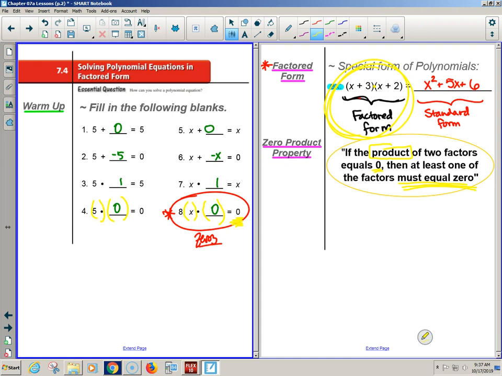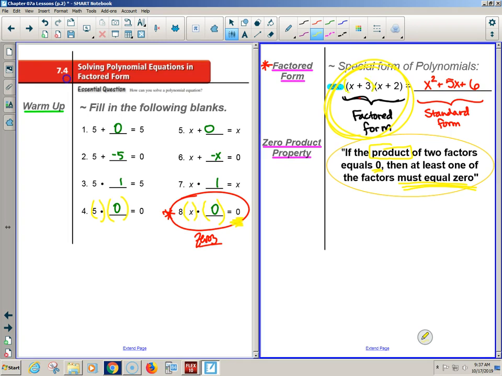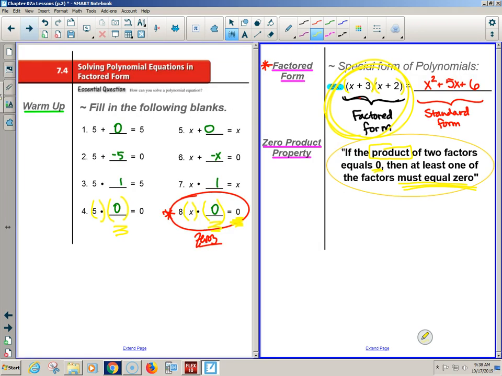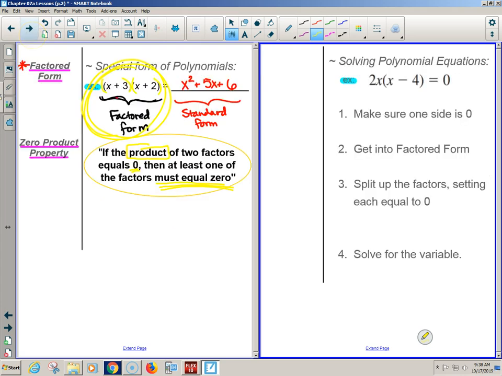Which means one of these must be 0. Which means one of those must be 0. You need to fill in this blank with a 0. You need to fill in this blank with a 0. You know this property without even having to write it down. It just is going to look funny once we're using it with polynomials. Well, maybe and maybe not.